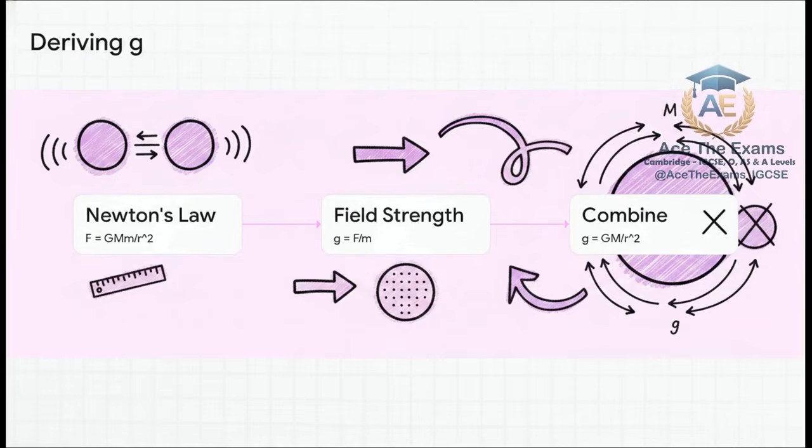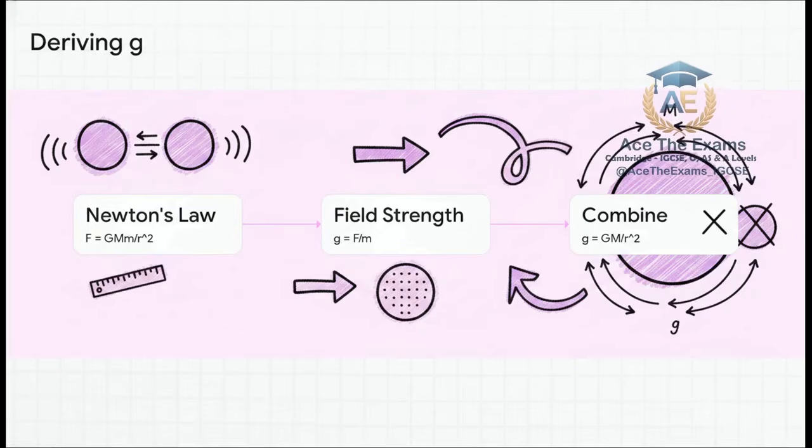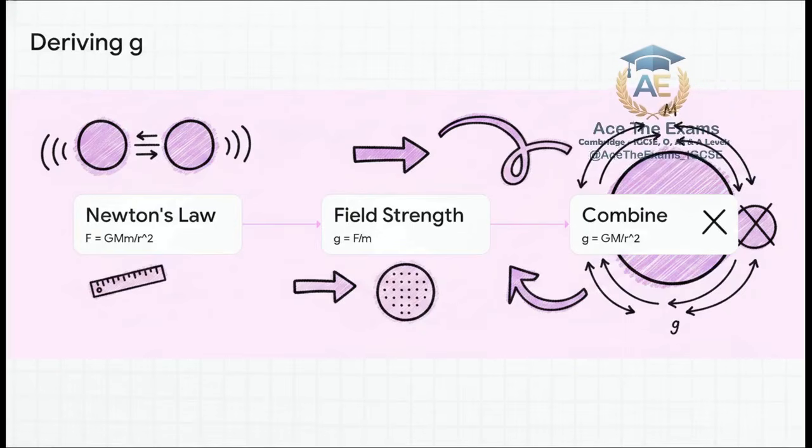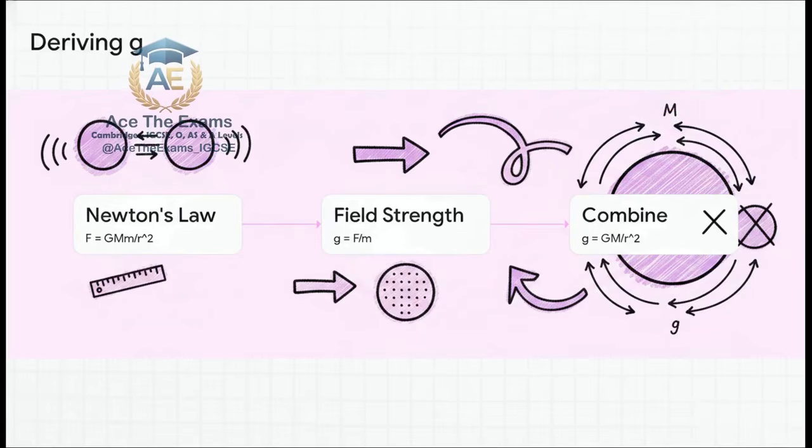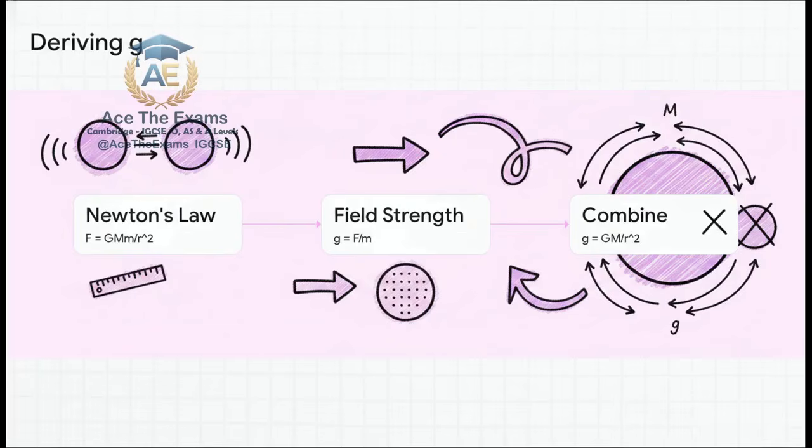You will very frequently be asked to derive the formula for the field strength of a point mass. Don't panic, just follow the steps. Step 1. Recognize and write down Newton's law of gravitation, which states the force F equals big G times mass 1 times mass 2 all over the distance squared.